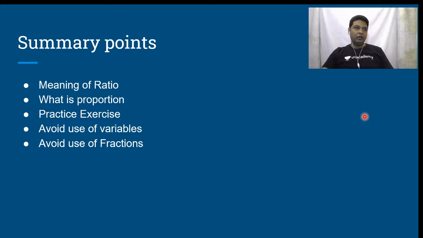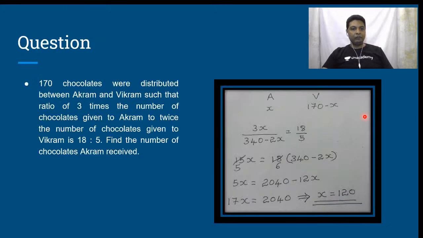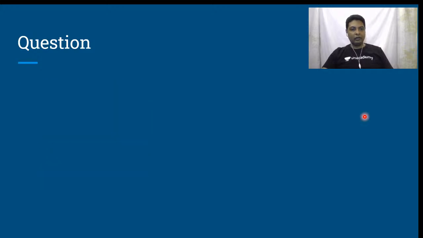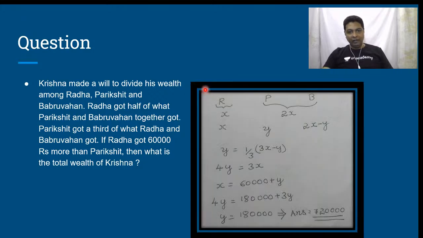Now, if I say that a person gave away some amount of wealth. So the point that we need to note in this particular session is with respect to this question. Always ensure that you reduce the number of variables and you reduce the number of fractions.